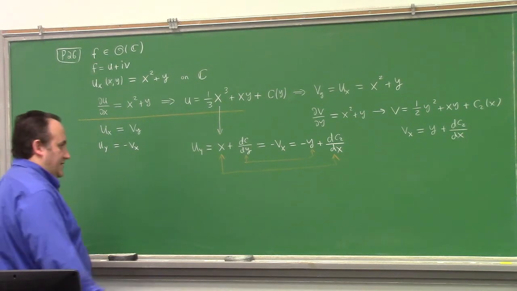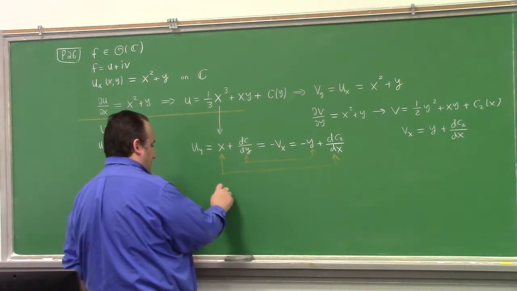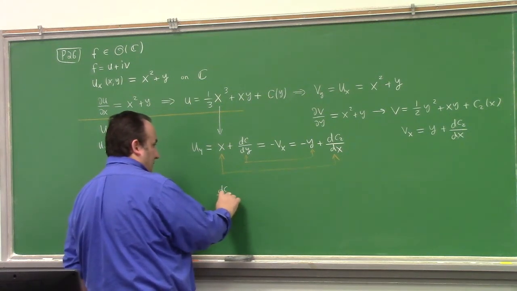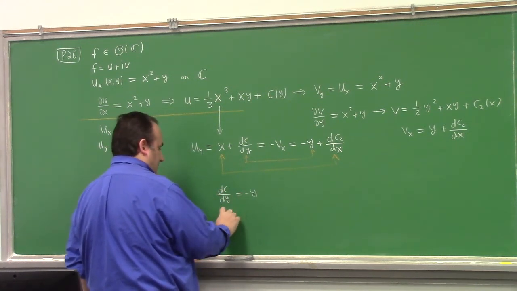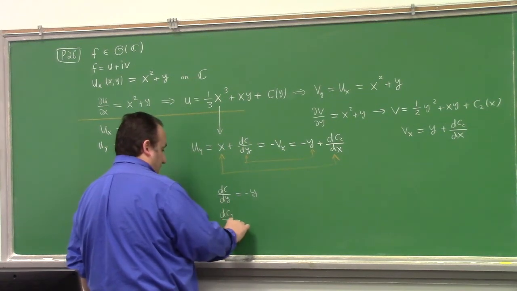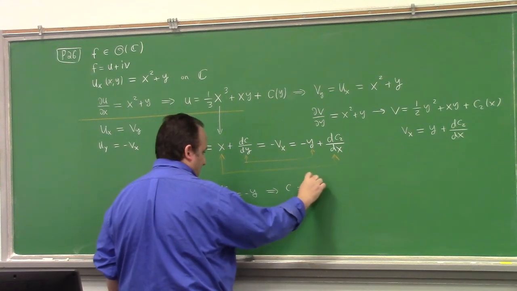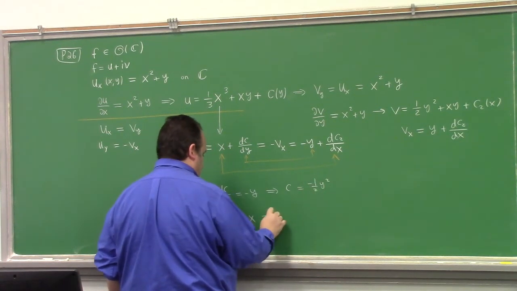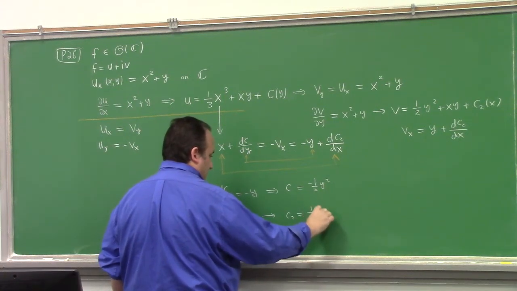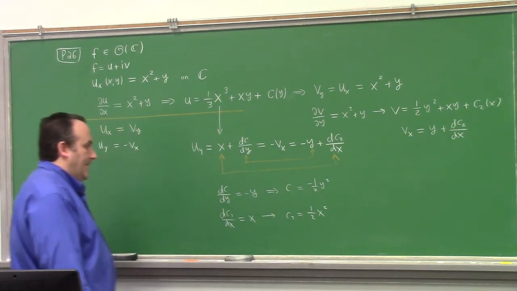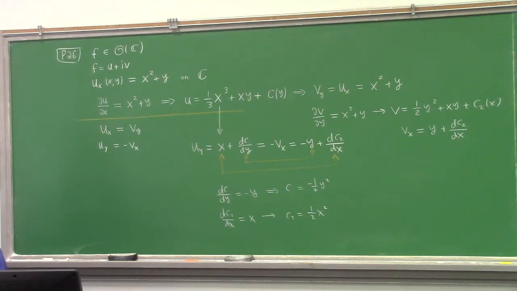So it looks to me like dc/dy equals minus y, and dc2/dx equals x. So c is equal to minus 1/2 y squared, and c2 is 1/2 x squared. Now we have a full equation for u plus iv. We find v from what we have. Okay, so let's see here.